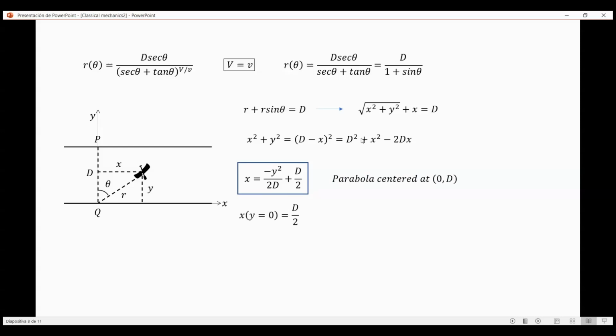And as we see here, what happens when y is 0? When y is 0 is when the boat will reach the shore. So it will reach the shore actually at a radial distance d over 2 from Q.